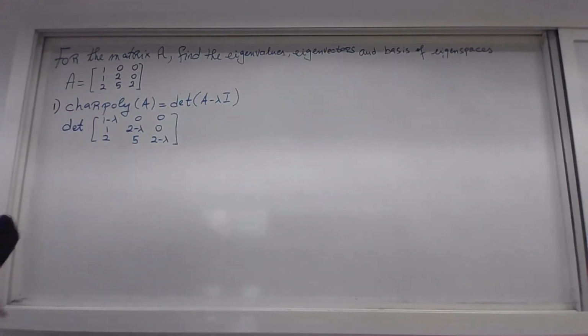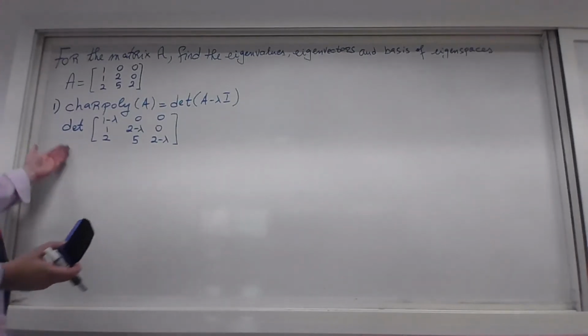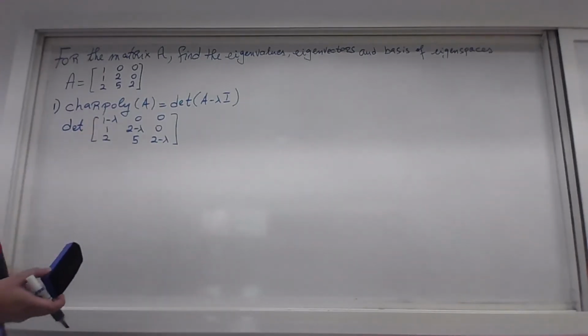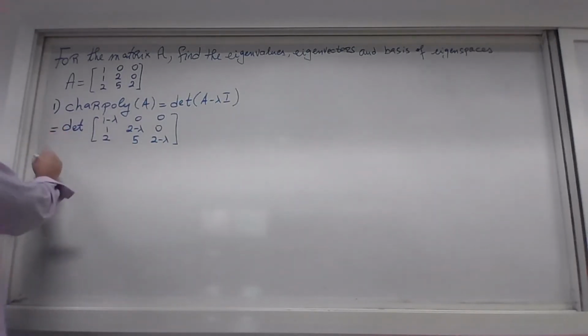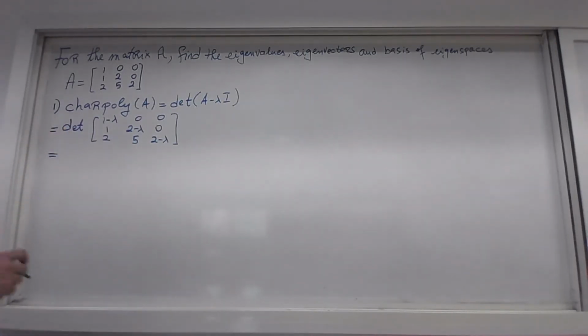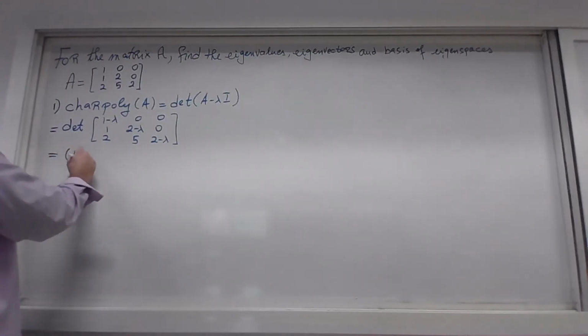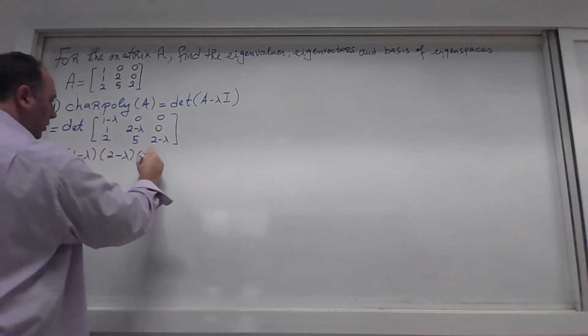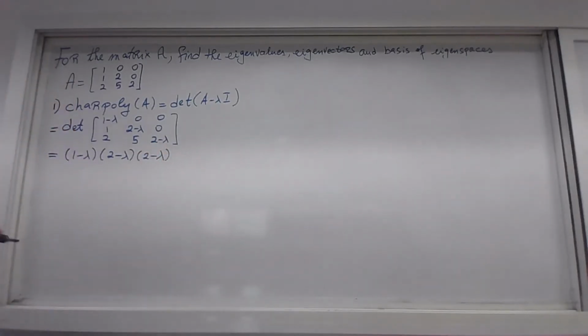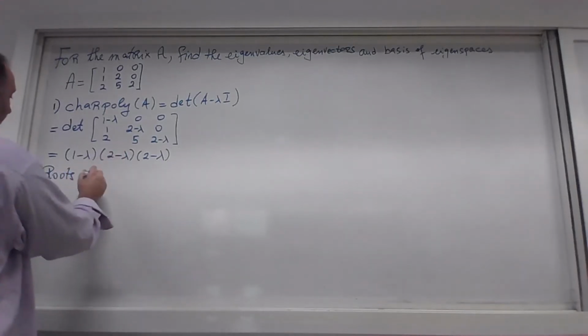But if we are not smart and if we don't learn, well, we will do this and then compute the determinant. Again, this is a lower triangular matrix, so determinant is just the product of diagonal entries. So it's this, which is fine, some useless work, but it's okay. So I need to find the roots. Obviously, roots are also the eigenvalues.